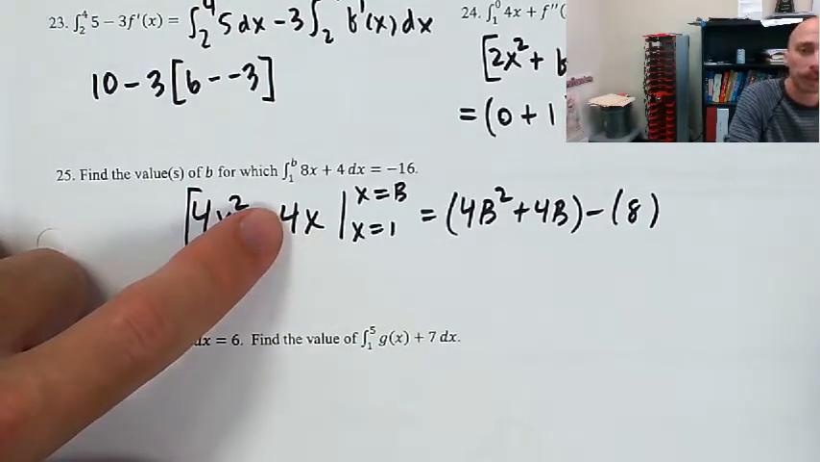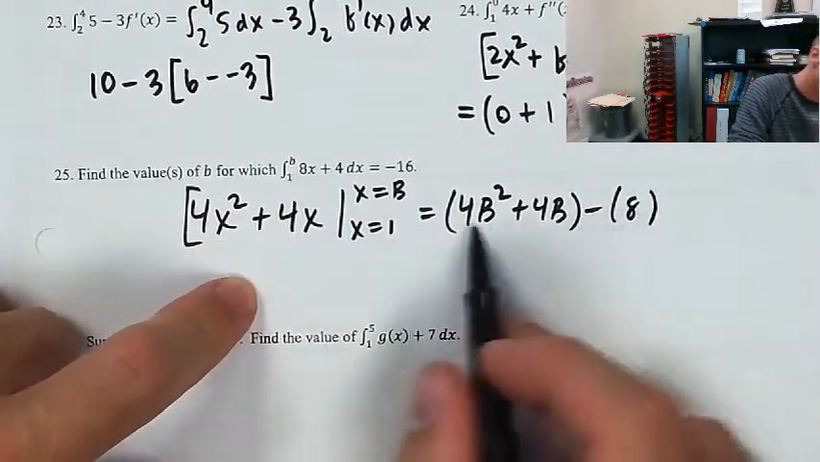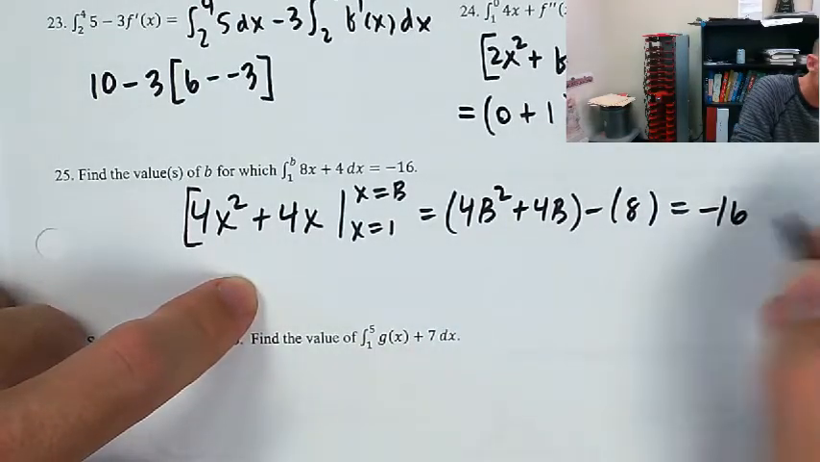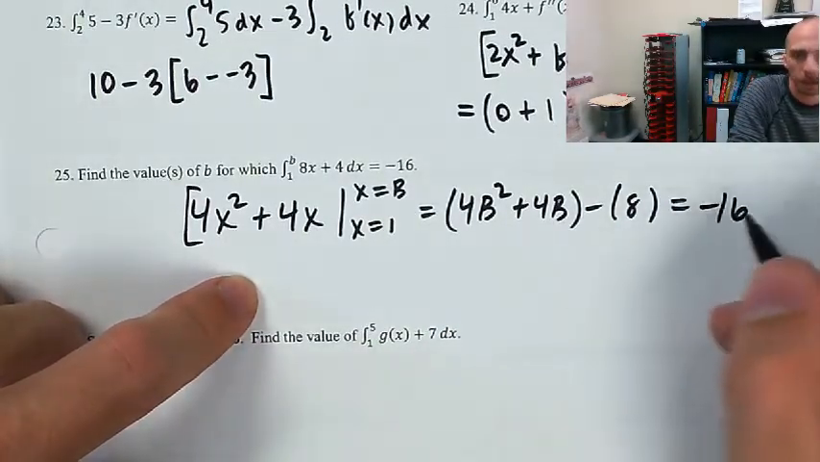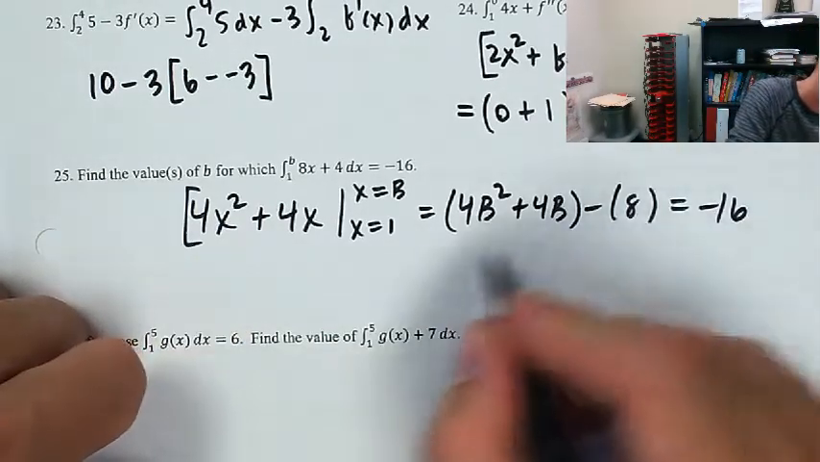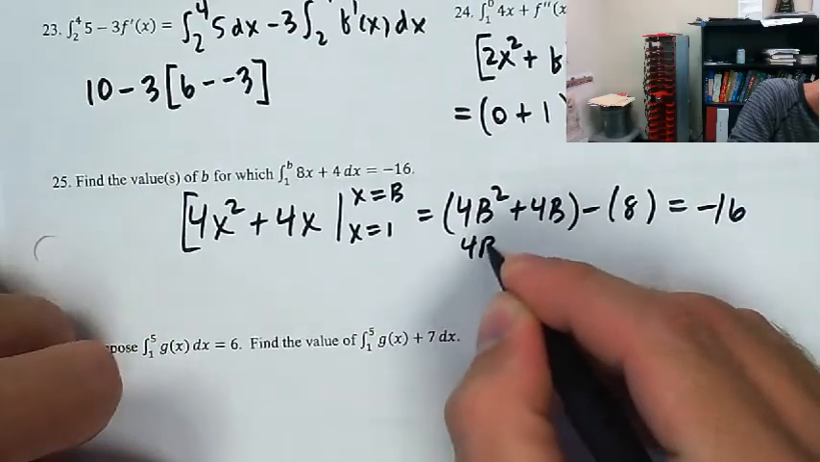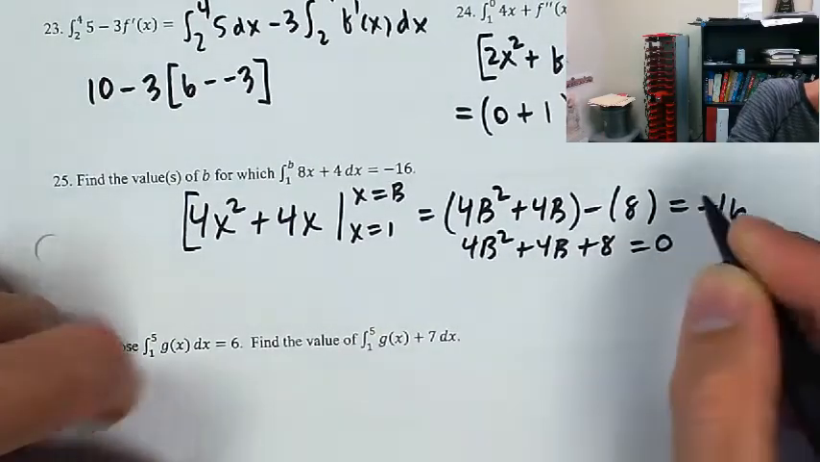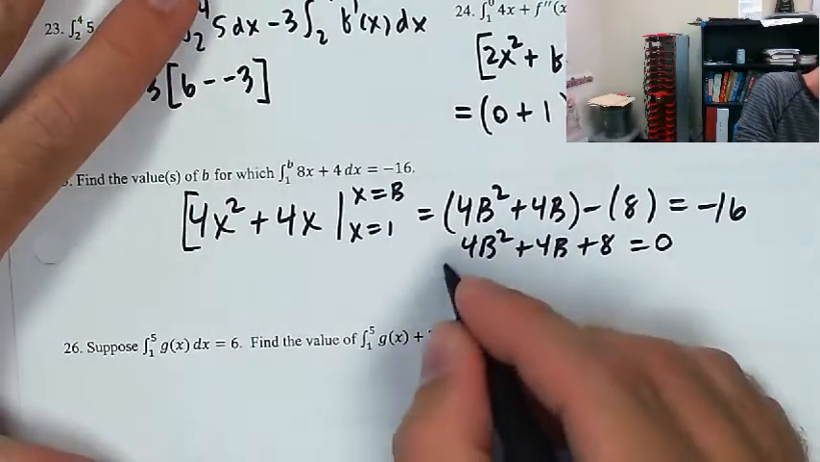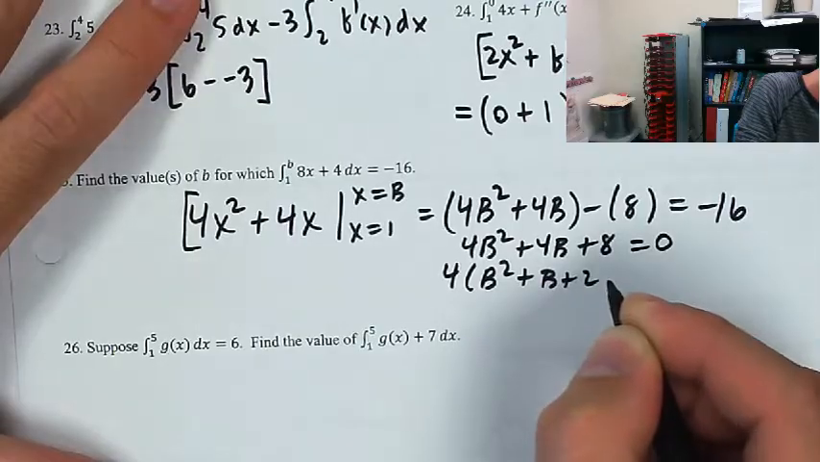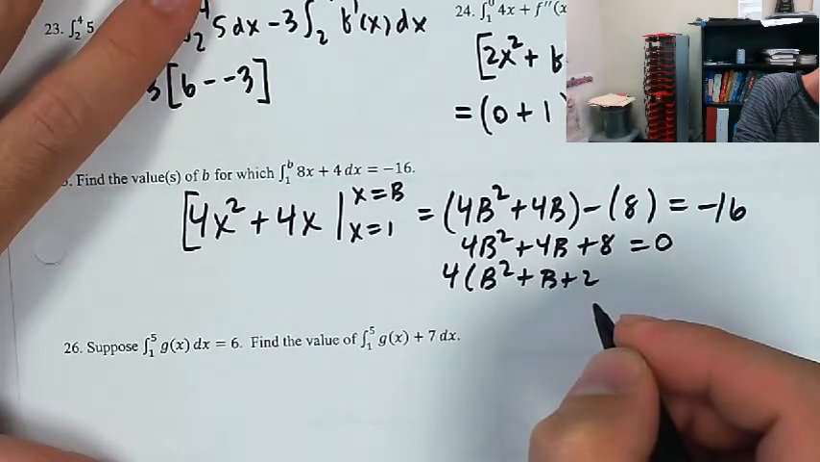And I want to know where this integral I just computed in terms of b is equal to negative 16. So I'm just going to find the values of b that make this equation true. I'm going to add 16 to both sides, and I'm going to get 4b squared plus 4b plus 8 equals 0. So I'm going to factor out the 4, and I'll get b squared plus b plus 2. That's not good.